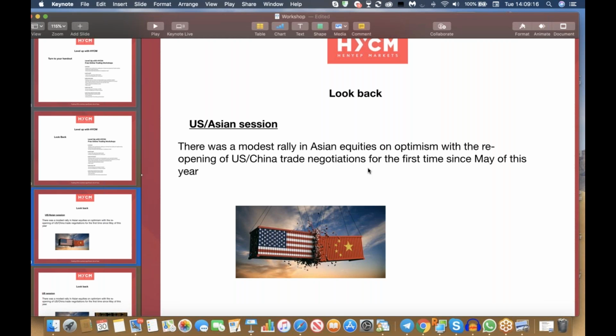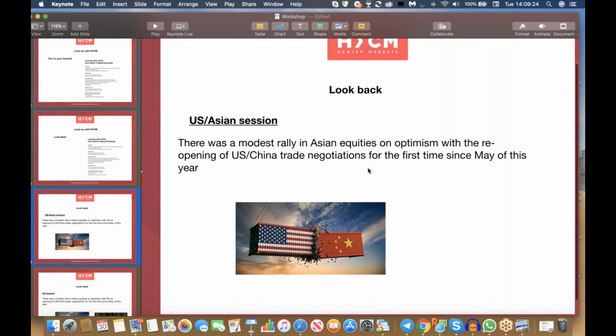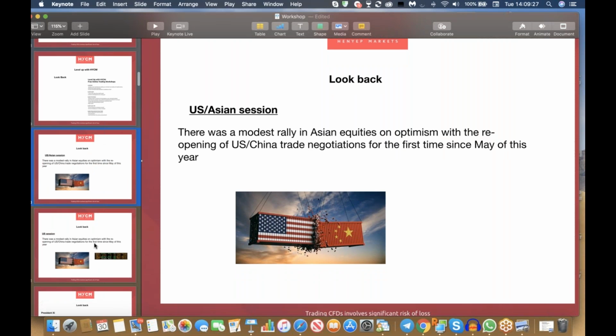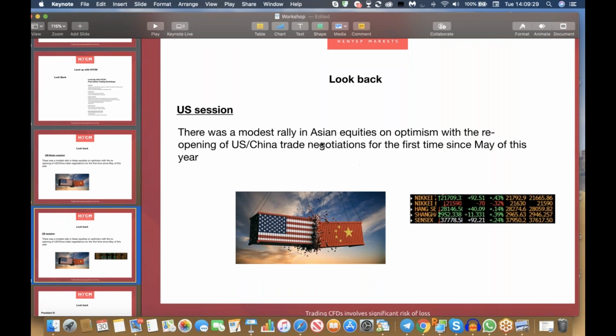So a great delegation went over from the US, a great delegation went over from China. The significant people are talking together. And so Asian equities were rallying overnight on that optimism, okay? So get into the habit of looking at the equity markets, because the equity markets are the most sensitive markets to risk, okay? And currency traders will take their cues from the equity markets.